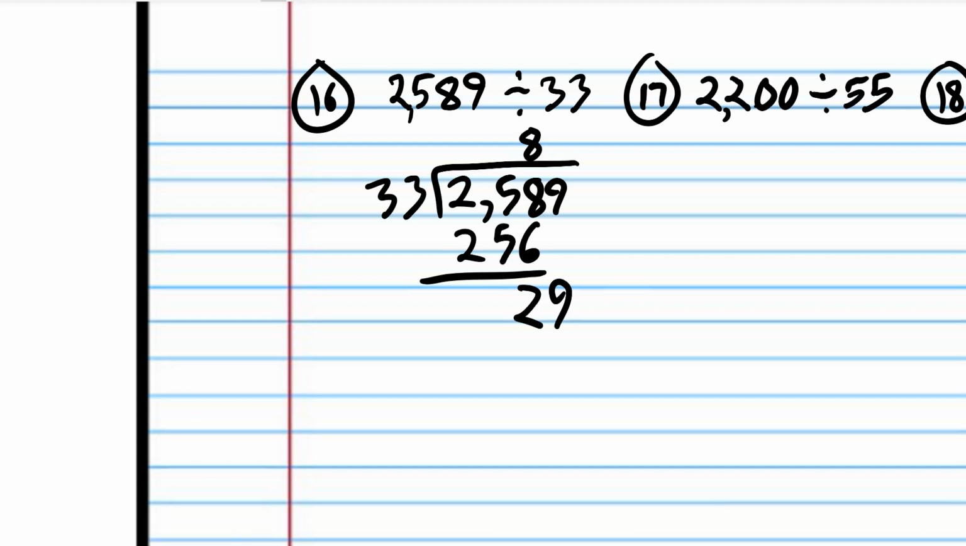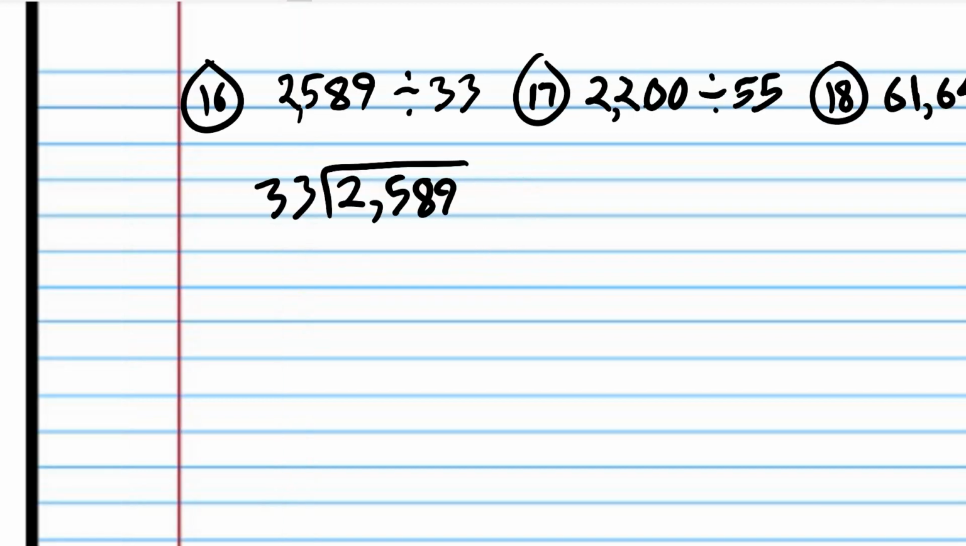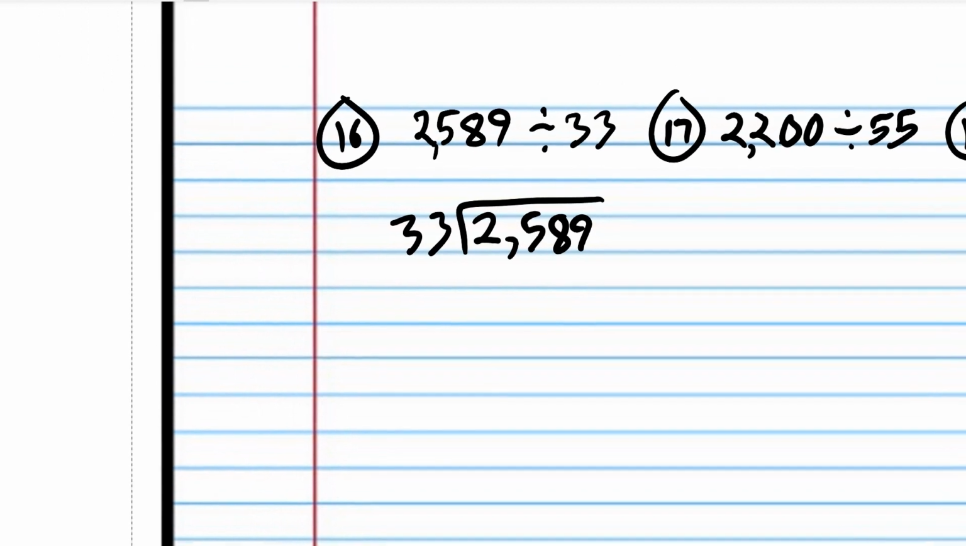I multiplied 8 times 33 incorrectly. That's okay. If you make a mistake, no big deal. Just go back and fix it. 8 times 33 would be 240 plus 24, which is 264. 264 is too big. It's bigger than 258. No big deal. What did I try? I tried 8. Let's try 7. 33 times 7 is 210 plus 21, so 231.